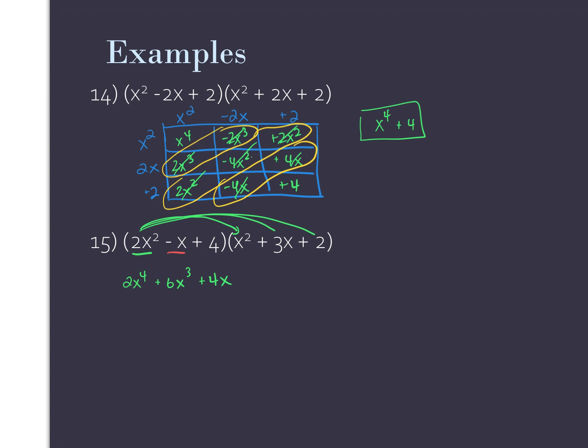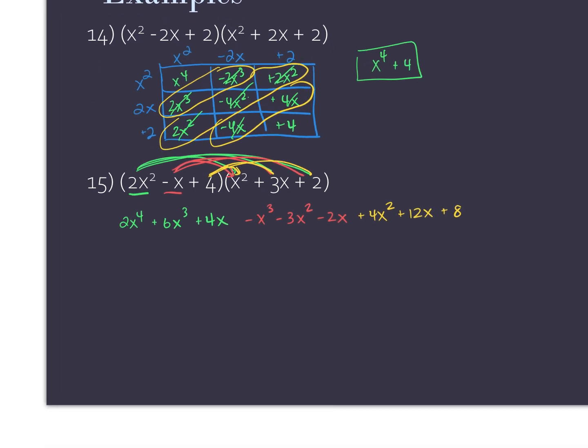Now you're going to go to the second one, and you're going to do the same thing. So you're going to do minus x times x squared is going to be minus x cubed. Then you have minus x times 3x is minus 3x squared. And minus x times 2 is going to be minus 2x. And then you go to the last one, which is 4 times x squared is 4x squared. 4 times 3x is plus 12x. And 4 times 2 is 8. And so you distributed each term from the first one to each term in the second. And now you're ready to really go through and combine your like terms.